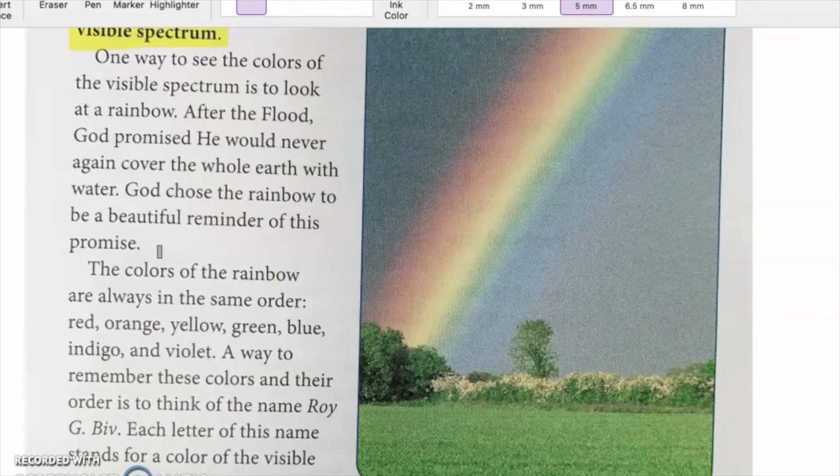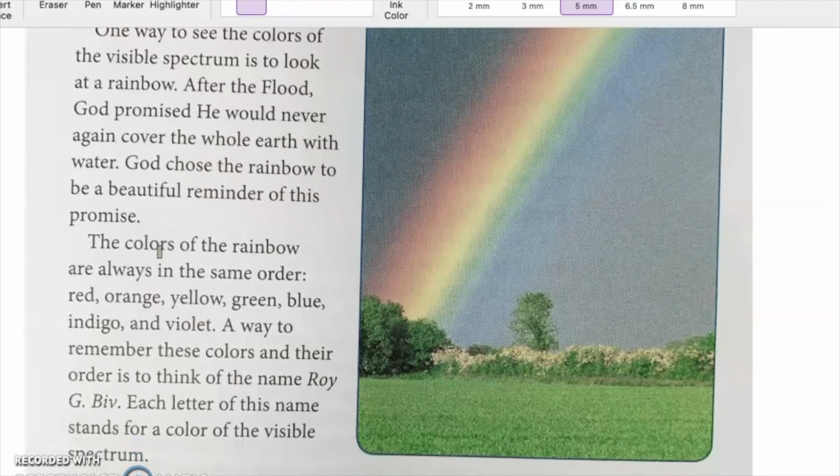After the flood, God promised He would never again cover the whole earth with water. God chose the rainbow to be a beautiful reminder of this promise. The colors of the rainbow are always in the same order: red, orange, yellow, green, blue, indigo, and violet. A way to remember these colors and their order is to think of the name Roy G. Biv. Each letter of this name stands for a color of the visible spectrum.